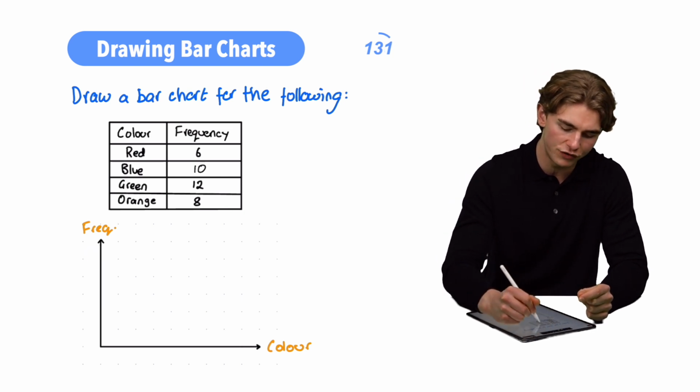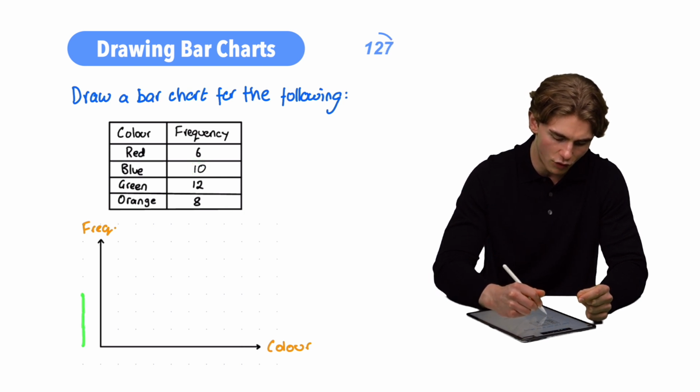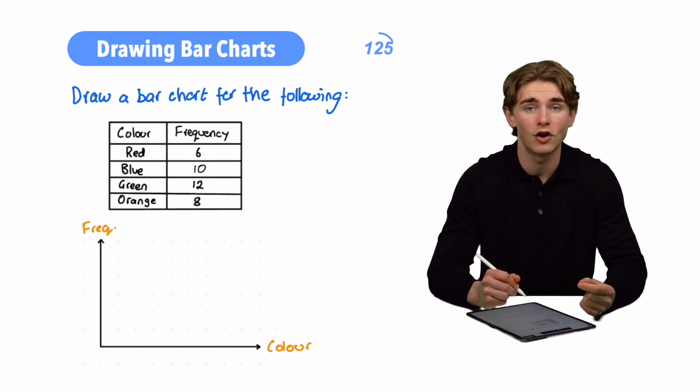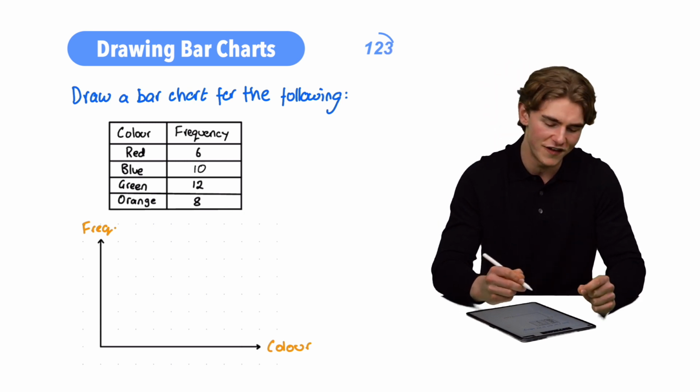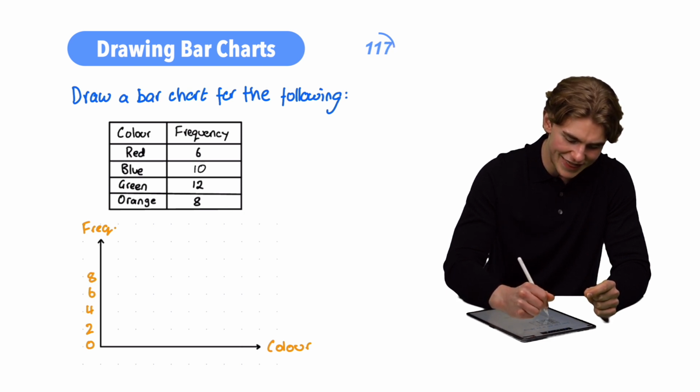We can see that our total frequency is 10, and we have how many boxes? We have 1, 2, 3, 4, 5 boxes to use, so we can go up in jumps of 2. That is going to fit nicely. So drawing in those jumps, then we have 0 at the bottom, then we have 2, then we have 4, then we have 6, then we have 8, and then we have 10.